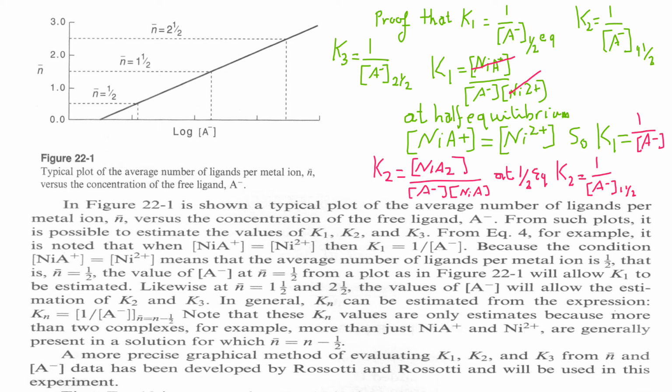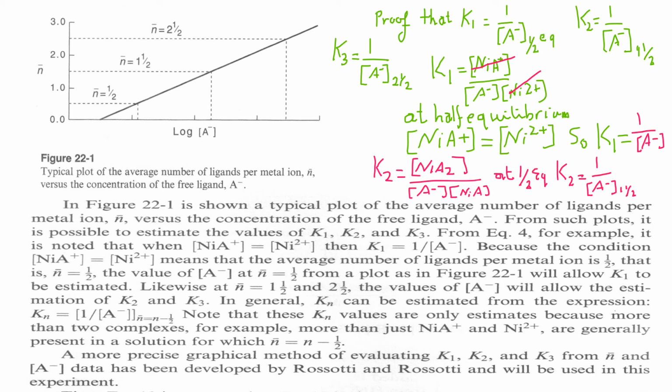and K1 at half equilibrium will be 1 over A minus. So we go back to the plot, and at N bar, the average binding, equals half, we make an arrow to the curve, and we find log A minus. From log A minus, we find A minus, and K1 will be 1 over A minus.